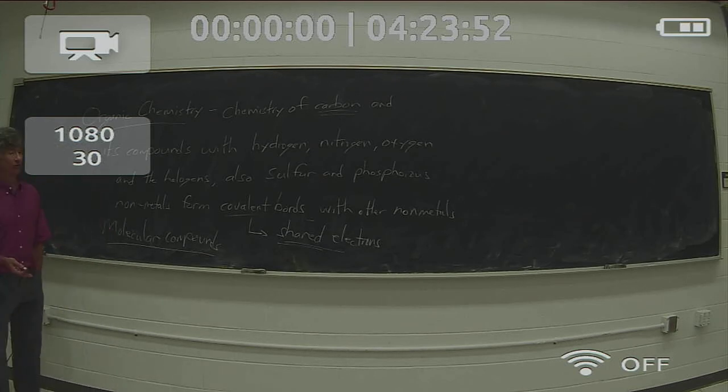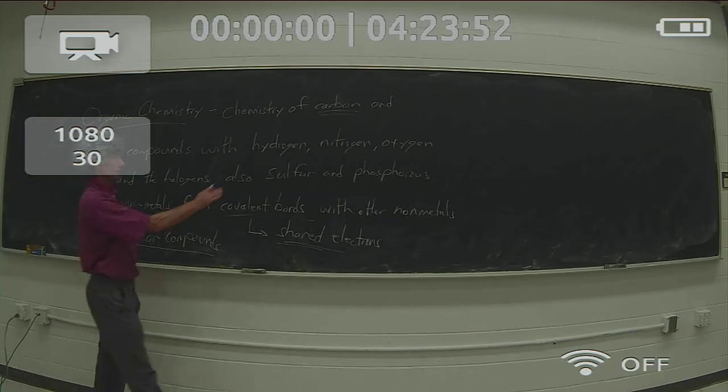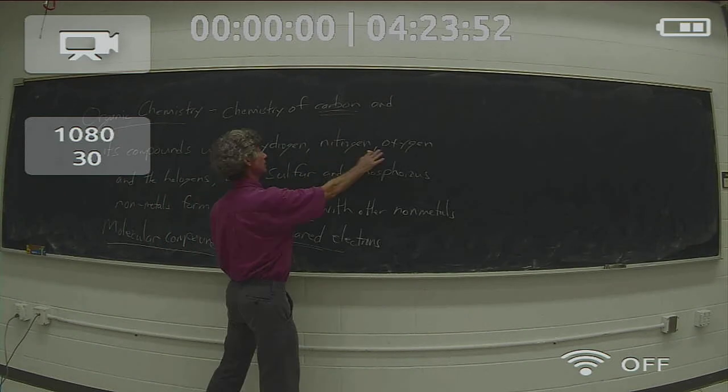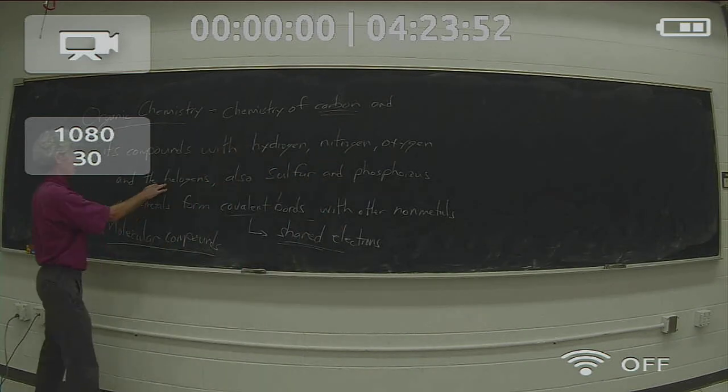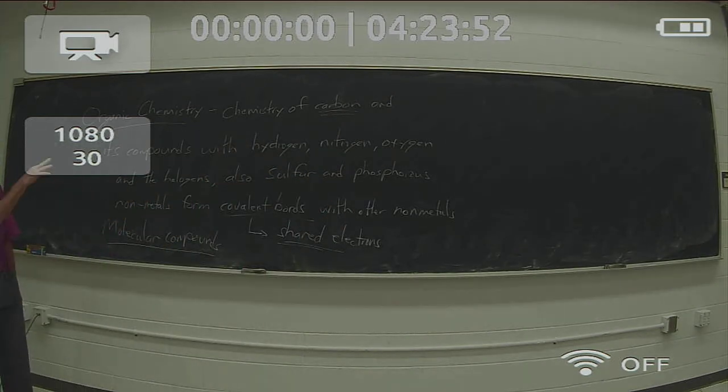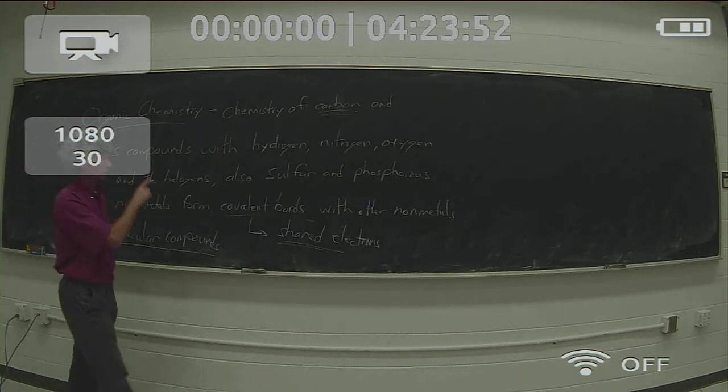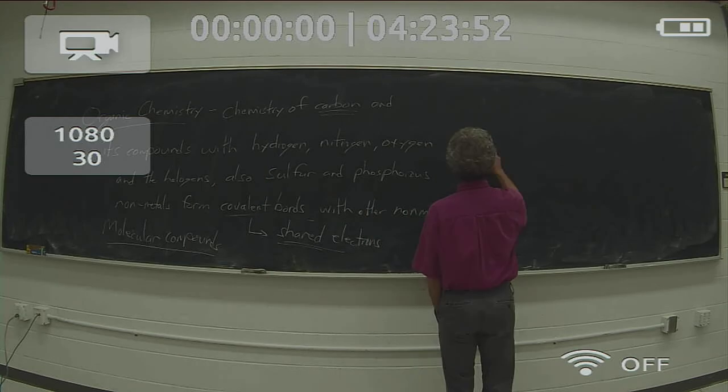and the halogens, all of which are also nonmetals, and many of which are diatomic. Right? Hydrogen exists as H2, nitrogen is N2, oxygen is O2, all of the halogens as diatomics. Sulfur and phosphorus, of course, exist as covalent compounds.